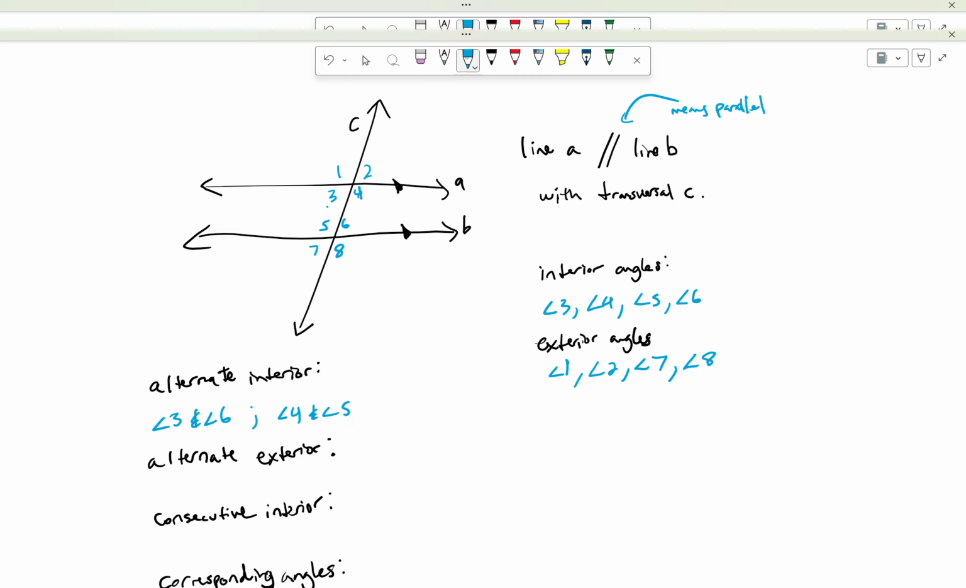Okay. Next, we'll have the exteriors 1, 2, 7, and 8, right? These guys and these guys, which we're going to have again jumping over the transversal, see 1 and 8, as well as angles 2 and 7. Next, consecutive interior.